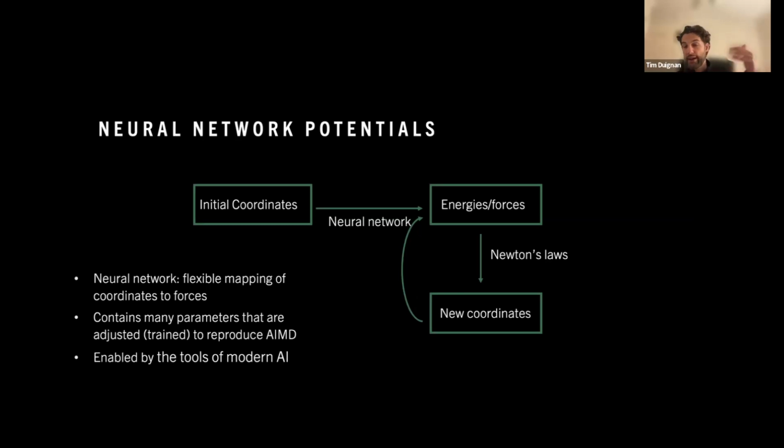And essentially you train it on the ab initio data, right? So the ab initio MD has a bunch of coordinates matched with the forces, and you're training the neural network potential to reproduce that mapping. And this has been enabled by all of the tools of modern AI. Although the idea actually goes back quite a long time, to 2007, when Behler kind of really pioneered it.